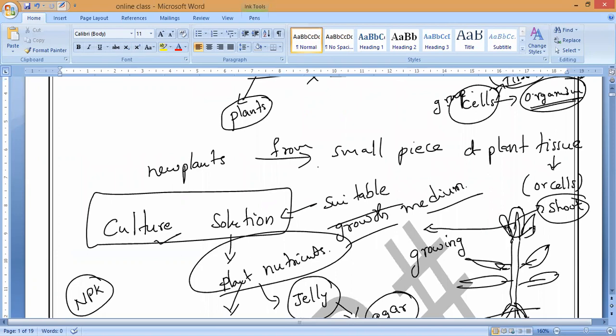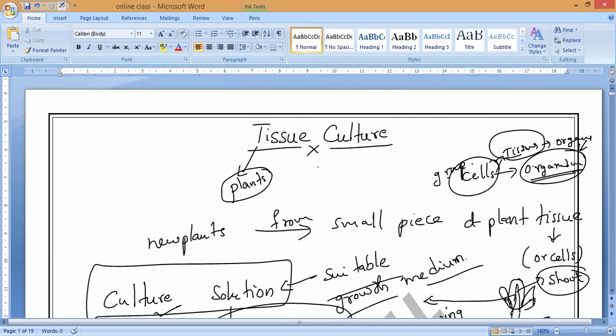From a small piece of plant tissue, which is removed from the growing tip of a plant, we can produce a new plant in a suitable solution, that is, a suitable growth medium. That is what we call tissue culture. So now how this tissue culture will happen, I will explain everything.